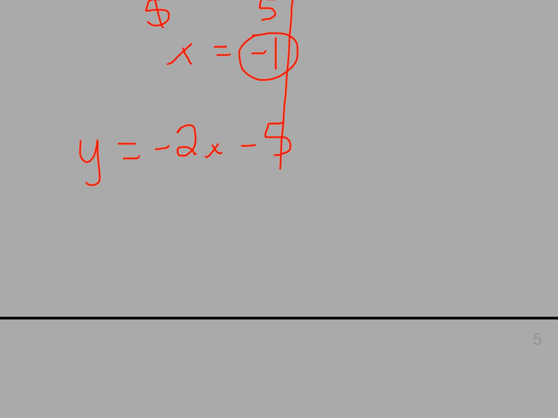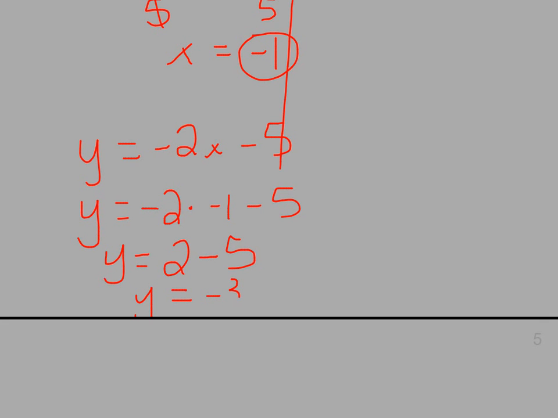So I can take this one and go negative 2 times negative 1 minus 5. And negative 2 times negative 1 is 2, and 2 minus 5 is negative 3. So now my x is negative 1, and my y is negative 3, and that's the answer.